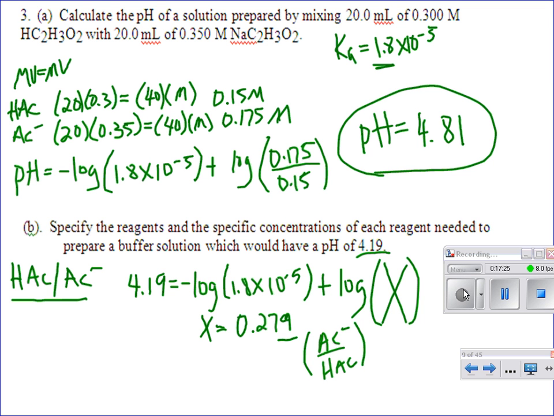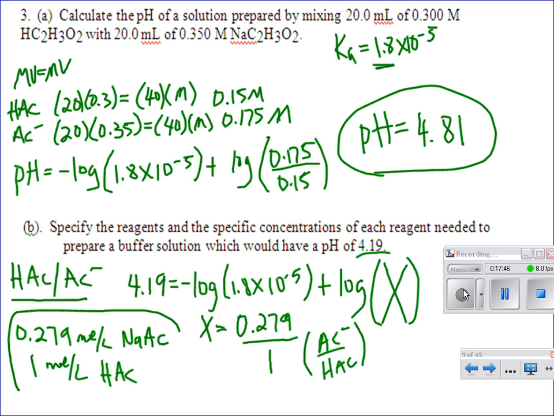So how can I translate that to make it useful? This is the same as saying 0.279 to 1, right? So I could keep it like that and say, okay, I need 0.279 moles per liter of sodium acetate, and then I need 1 mole per liter of acetic acid. That's acceptable. If that's not enough for you and you like to make things difficult, you could multiply both by 2 or by 4, whatever. As long as that ratio of acid-base concentration comes out to be 0.279, you've got the appropriate concentrations.